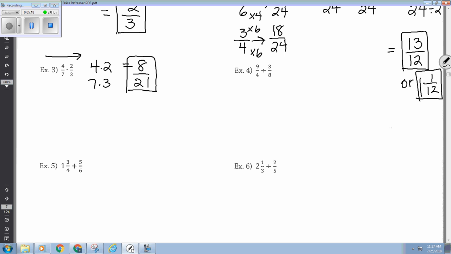So with dividing, you probably heard of the quick way to do it known as keep, change, flip. We do exactly that process. Keep the first fraction, so 9 over 4 stays 9 over 4. Change division to multiplication. And we flip the second fraction. Flipping a fraction is also known as taking the reciprocal. So we're going to take the reciprocal of 3 over 8, which is 8 over 3.